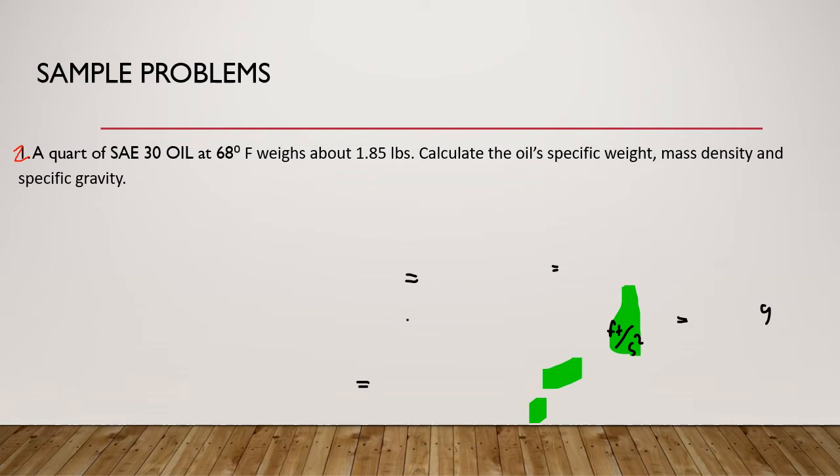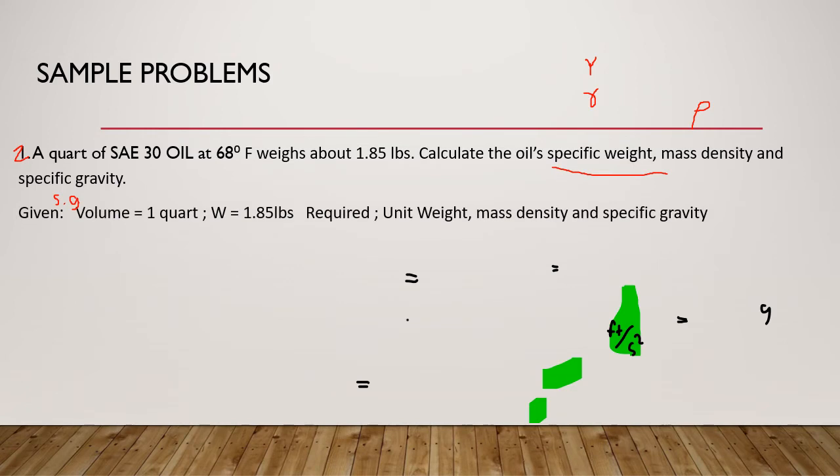So, specific weight, etong specific weight na to, unit weight din yan yung gamma, no? O yung parang Y ay gamma. Mass density, dito yung rho, at yung specific gravity, SG. Okay. So, let us have, what are the given? Given are the volume, which is 1 quart, and W, which is 1.85 pounds. We are required to get unit weight, mass density, and specific gravity. So let us talk about the volume first.